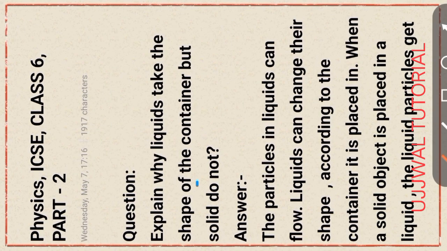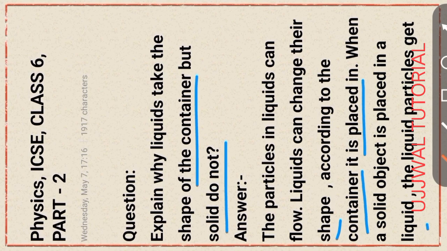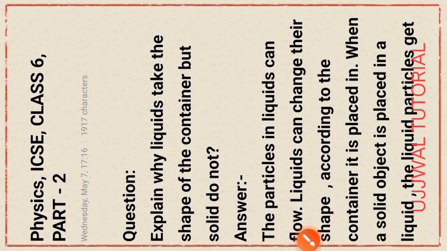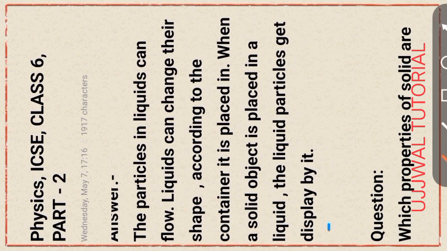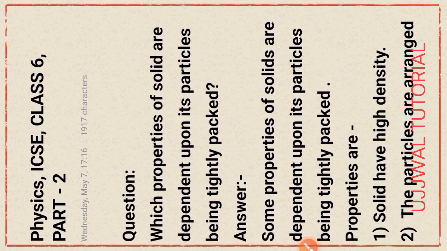Explain why liquids take the shape of the container but solids do not. The particles in liquids can flow. Liquids can change their shape according to the container they are placed in. When a solid object is placed in a liquid, the liquid particles get displaced by it. Okay. Next question, that is the last question for this part.